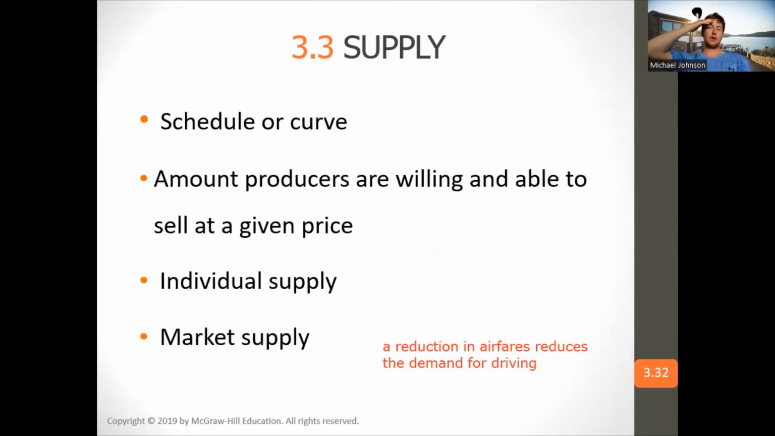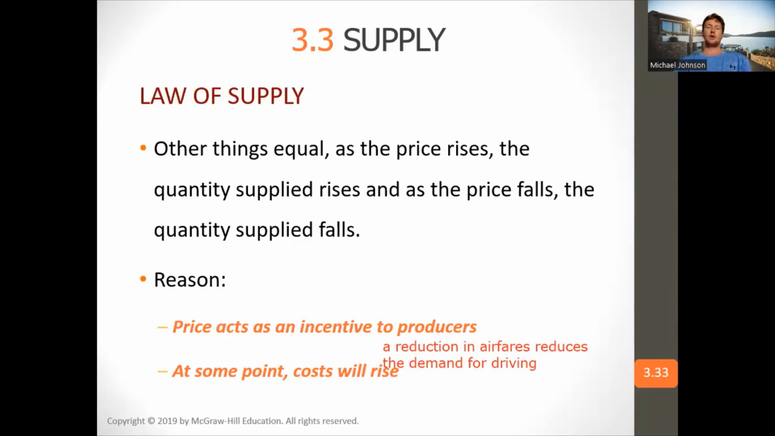Supply is a schedule or a curve. It's the amount producers are willing and able to sell at a given price. There's individual supply and market supply. So law of supply, other things equal, as the price rises, the quantity supplied rises, and as the price falls, the quantity supplied falls. So the graph is shown. So basically they supply more if it's a higher price, because they'll make more money.